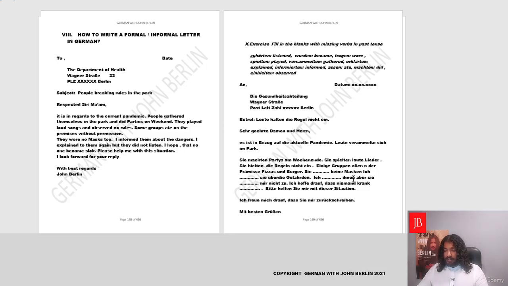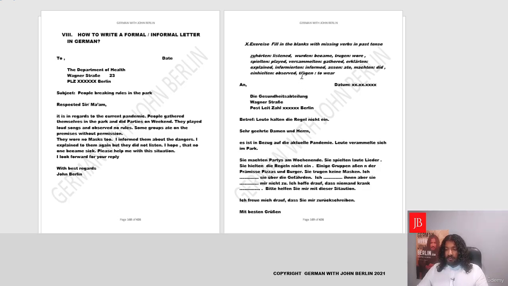Perfect. So they wore no masks. Okay. Let's find out what is the verb to wear. Haven't written it. Let me just write it for you. The verb is tragen. And in the past, tragen becomes trugen. Yes. So you'll write here trugen. Trugen is to wear. So we'll conjugate trugen in third person. It'll remain trugen. Sie trugen keine Maske. Perfect. Ich dash sie über die Gefährden. I inform them about the dangers.